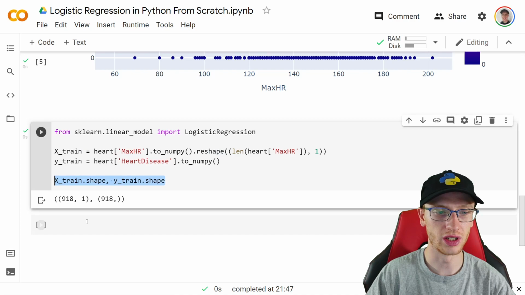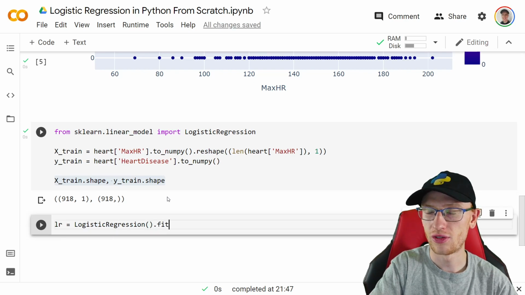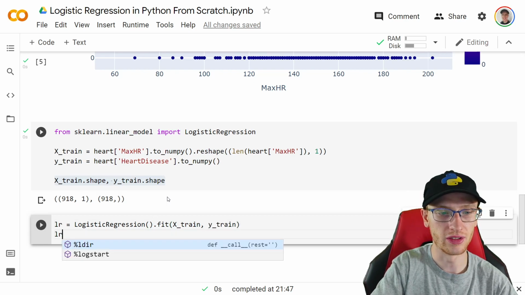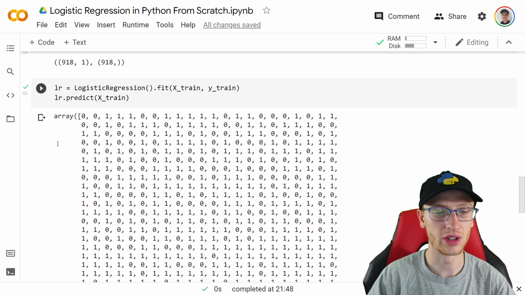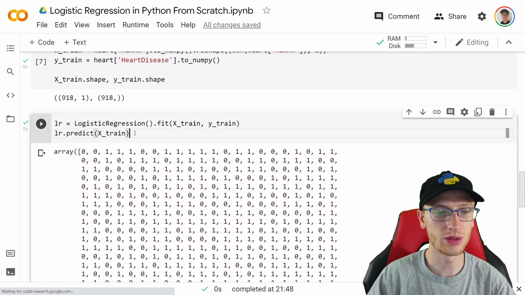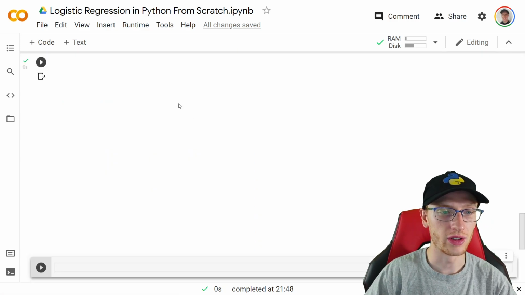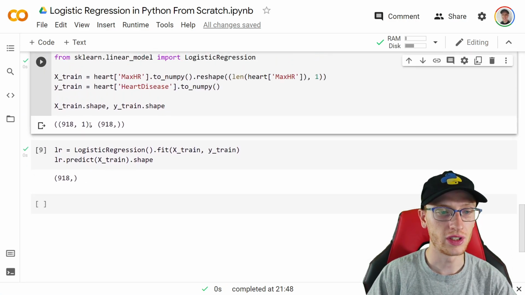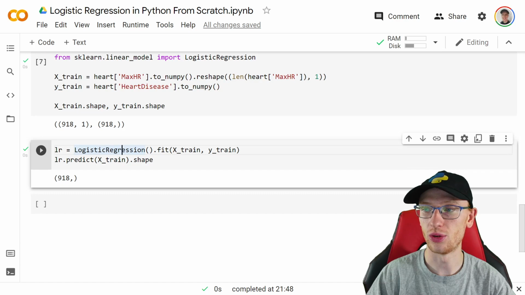So I'll just do it in another cell. We'll do lr equals LogisticRegression(), .fit with xtrain, ytrain. So we train the model, and then we'll do lr.predict with xtrain to get the logistic regression's predictions. Okay, so here we should have 918 of these values, and they're all either 0 or 1. 0 meaning they don't have heart disease, 1 meaning they do. And so lr.predict, the shape is 918 comma. So for all of these values here, we now have an associated prediction according to this logistic regression model of whether they have heart disease or not.